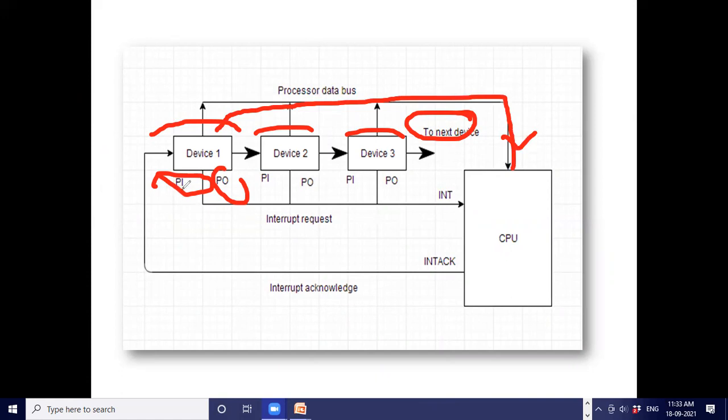Then if you see, each device has been associated with some priority level with respect to interrupt, right? And this interrupt request will be directly transferred to the CPU.